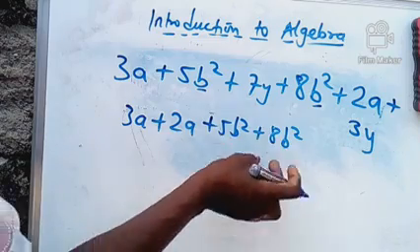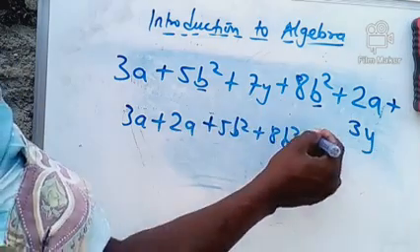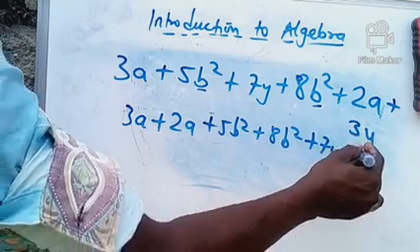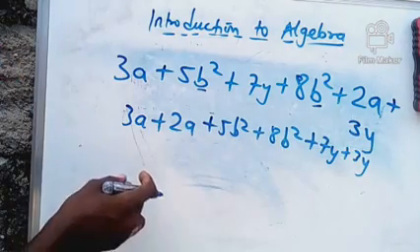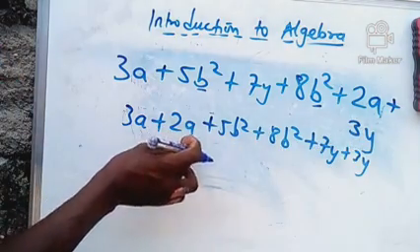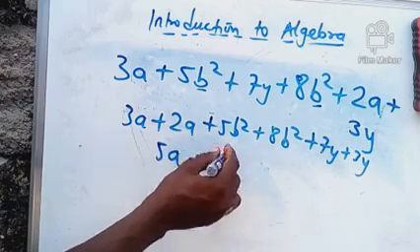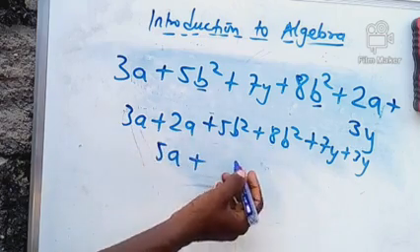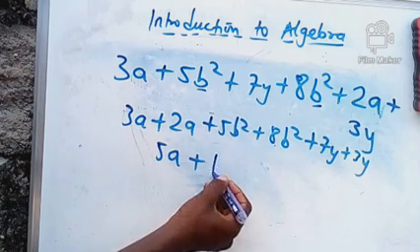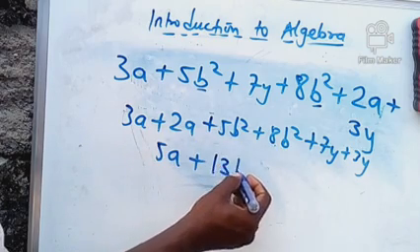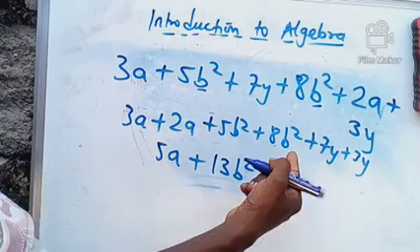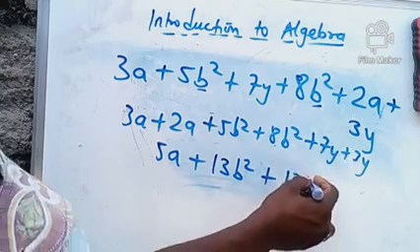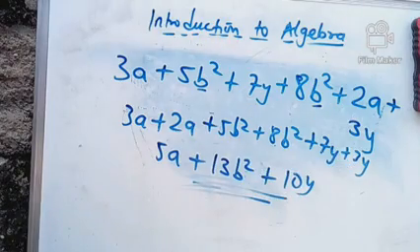And what other like term do we have? We have 7y and 3y. We collect them together as 7y plus 3y. And so we evaluate 3a plus 2a, we have 5a. 5b squared plus 8b squared, we have 5 plus 8, we have what? We have 13b squared, plus 7 plus 3, we have 10y. And that is the answer.